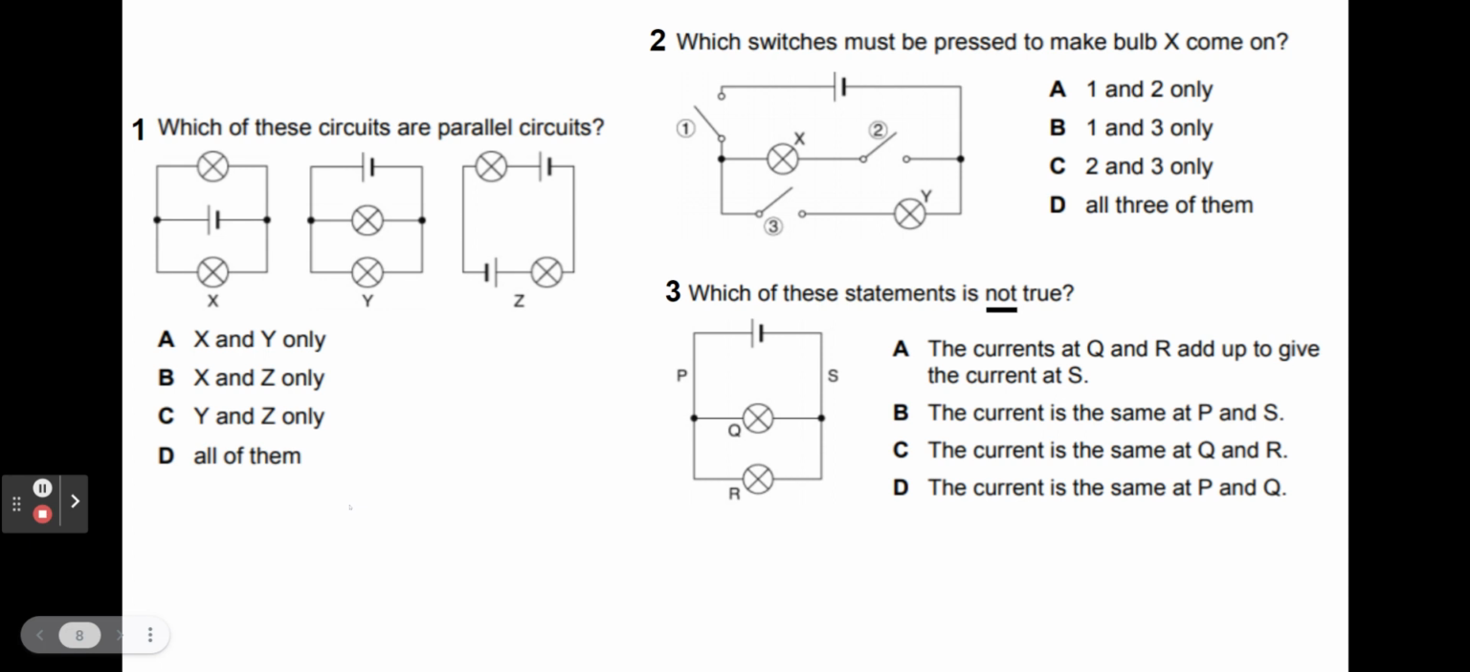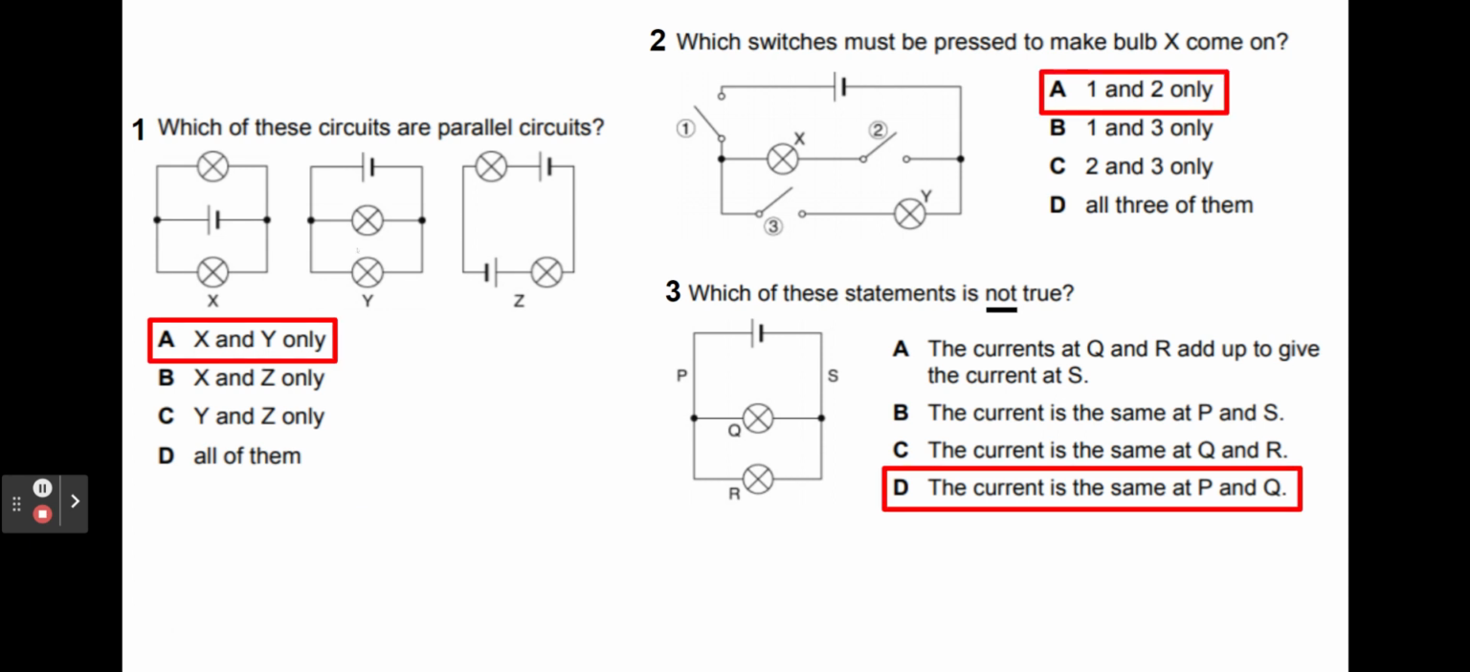Okay, let's look at what your answers would be. So for number 1, clearly X and Y are both parallel circuits because they've got branches. For number 2, if we close that switch, the electricity can get across that gap, and it needs that switch closed for it to continue its loop. So it's 1 and 2. If we closed 3, then obviously bulb Y would work, and we don't want that. And then which of these statements is not true?